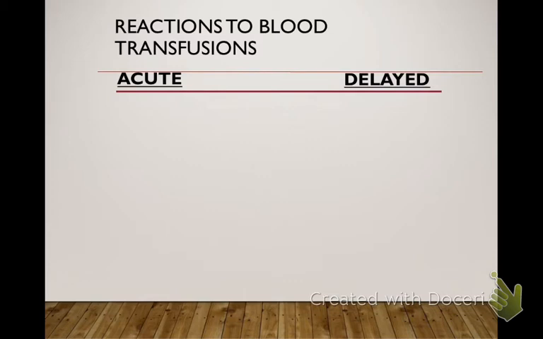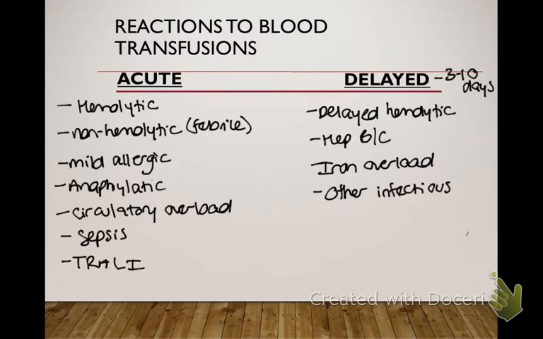All right, don't freak too much about this slide. There you go. Your reactions can be either acute or delayed. They can be mild, like an allergic reaction, just a mild non-hemolytic, or they maybe get a little fever. What are things we can do? Tylenol, right? Maybe they get a little hive, but they don't have any respiratory issues. What could we give them?